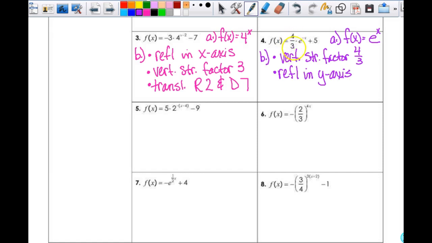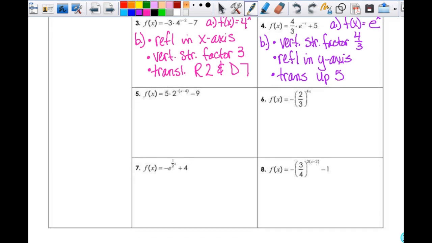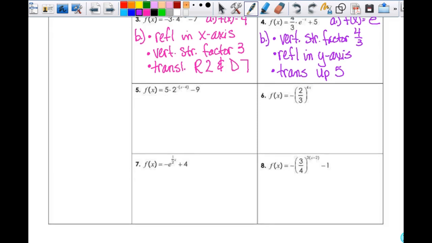And so I've taken care of the 4/3, I've taken care of the negative, and then I'm going to translate where? Up 5. Okay. We good with that? All right, y'all try 5 on your own. Try and get it all knocked out on your own. Let's see what happens.